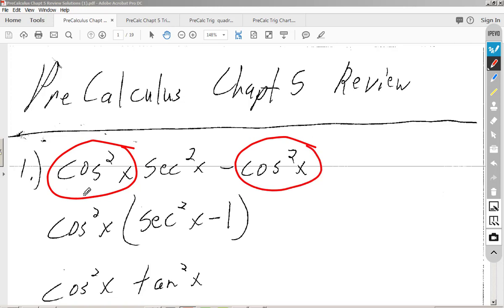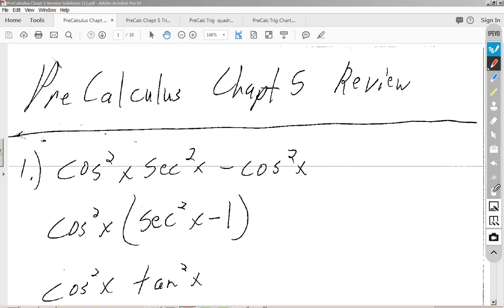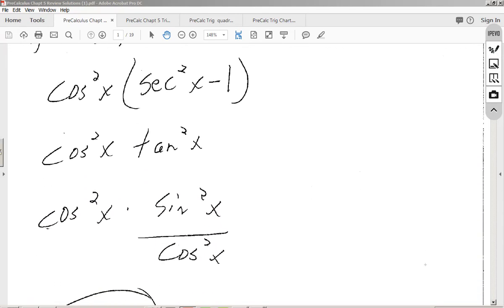So you're going to notice I factored that out front. And then when I factor it out of this, I'm just left with the secant squared of x. And when I factor it out of this other side, I'm left with minus 1. So when I'm done factoring this, I've got the cosine squared of x times the secant squared of x minus 1. So next thing I need to do is see if I can find a fundamental identity, a Pythagorean identity that matches the secant squared of x minus 1.